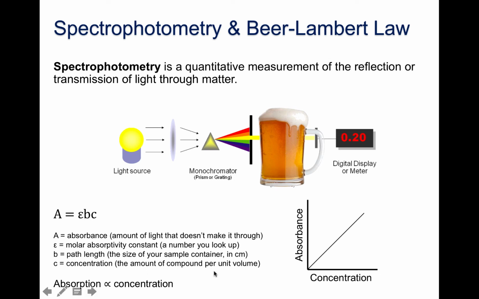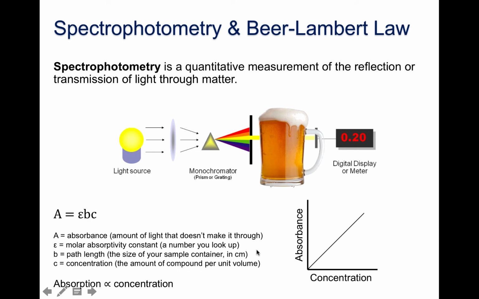And so essentially what happens is you have a light source, and then you have this diffraction instrument that's going to focus the light, and the light is going to pass through the sample, and the amount of light that goes through will be measured. The amount of light that does not go through the sample is referred to as the absorbance. And with spectrophotometry and Beer-Lambert's law, the absorbance is directly related to the concentration of the analyte in the sample.